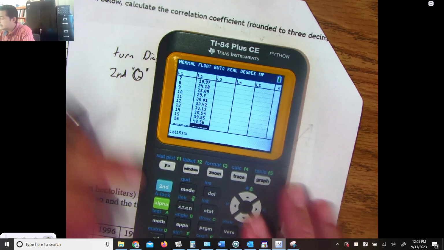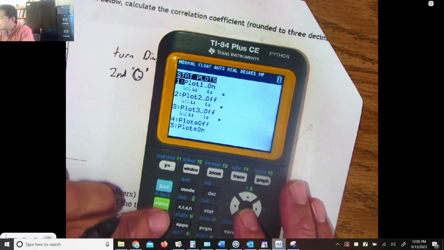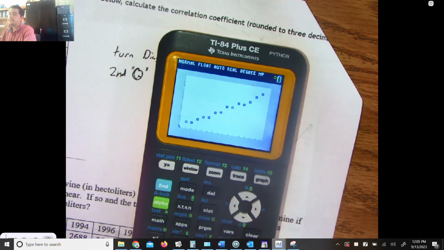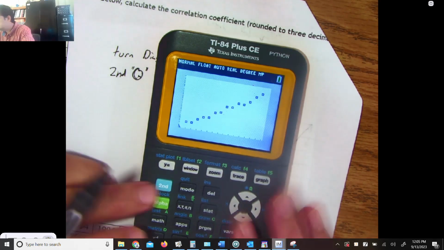I'm going to look at the data itself. I'm going to hit second stat plot, make sure she's on, do a zoom 9. That is linear. It's really good too.